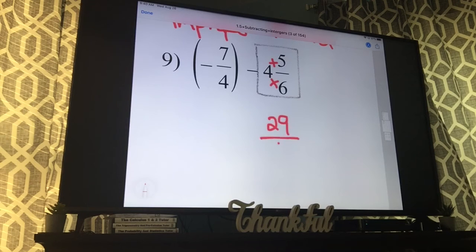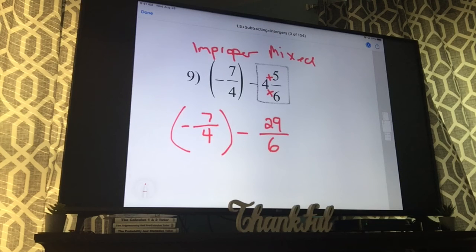So you got 29 over 6 minus, and then over here we got 7 over 4. Okay, and they need to have the same bottom. So do they have the same bottom? No, they don't. So we need to multiply each of them by some number so we can get them to the same bottom. And the most common number, you could do a 12 or a 24. There's lots of options you can do, okay? I'm just going to do 12. So I'm going to times this one by 3. And I'm going to times this one by 2.